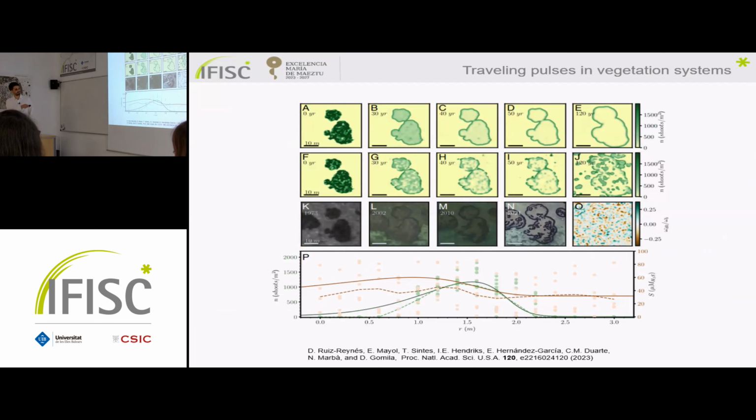So in this paper of Daniel Ruiz-Reynés, they associate the creation of these pulses with some autotoxic behavior of the plant. And all these pulses are not compatible with the type 2 excitable description, because the rest state is the bare solution, so the solution without plant, which cannot go through a Hopf bifurcation, because then you would need negative plant densities. So it cannot work that way.